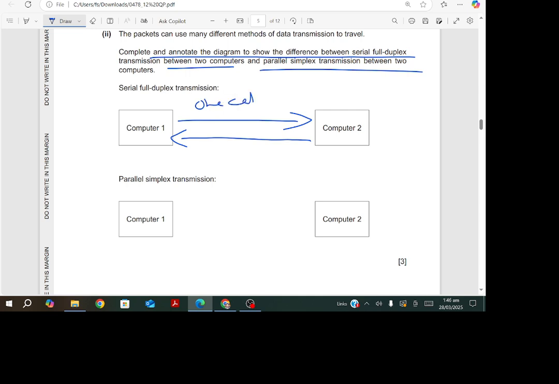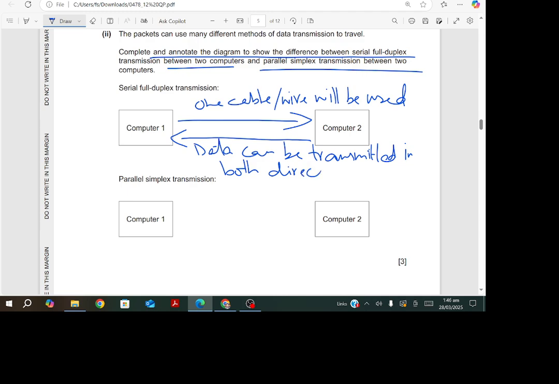One cable or wire will be used, and then you can specify data can be transmitted in both directions simultaneously. Okay, easiest thing. Then we have parallel simplex transmission.